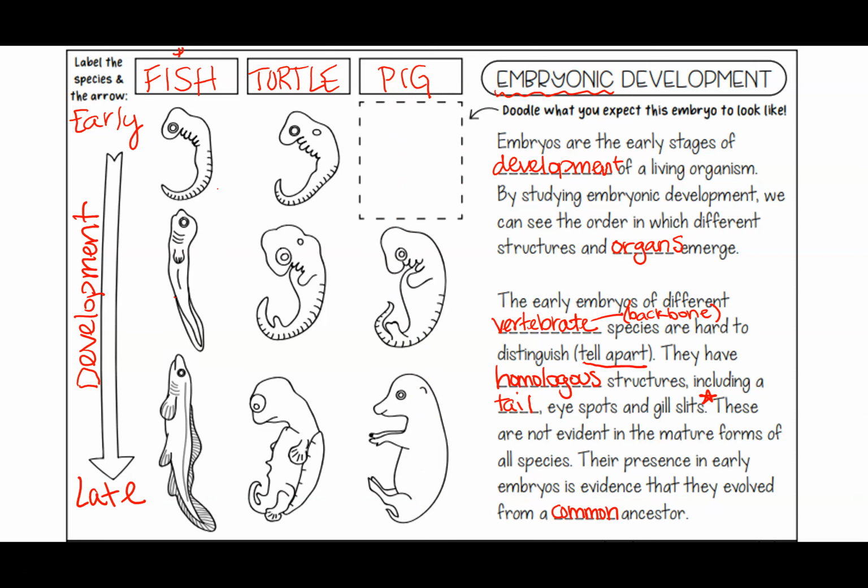So notice that at the very early stages, the fish and the turtle look quite similar. Okay, so they both have these features right here. This is the eye spot. Okay, they both have gill slits. And they both have a tail. All right, so what should the pig look like?